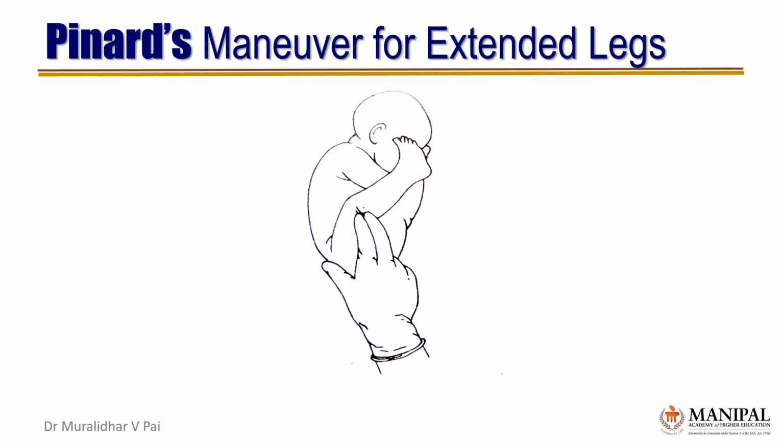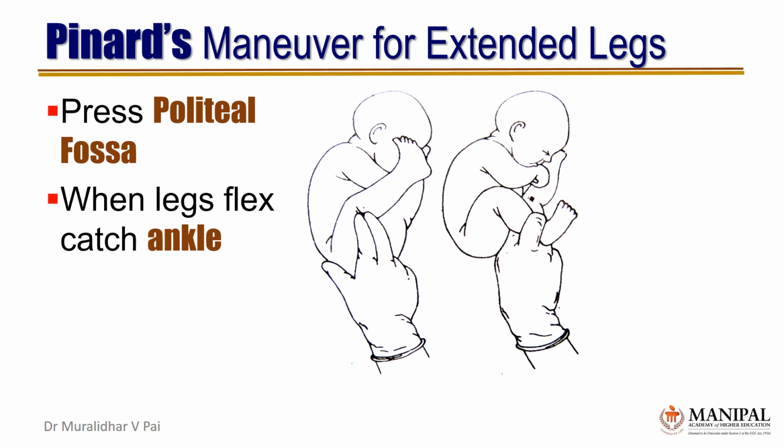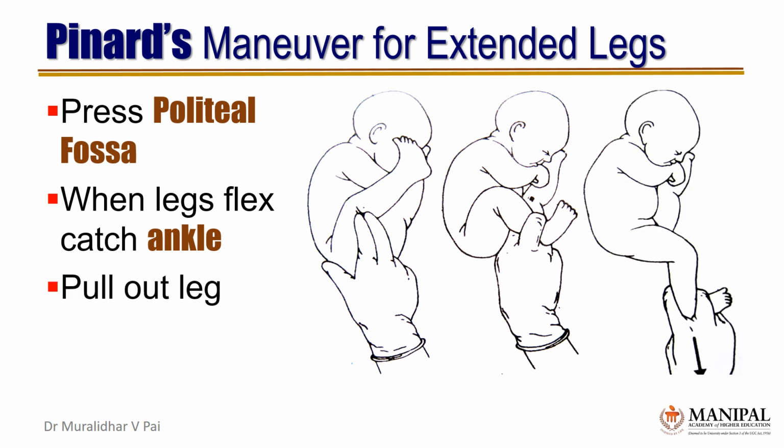Second difficulty is delivering the extended legs, again in a frank breech. The maneuver used here is Pinard's maneuver. Two fingers are slid over the extended leg until you reach the popliteal fossa, and then the popliteal fossa is gently pressed so as to flex the limb. Once the ankles are in reach, the ankles are grasped and the leg is gently pulled out. The same procedure is repeated on the other leg.